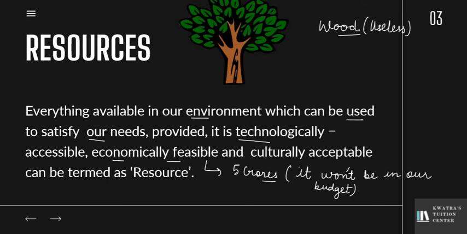Now, they should be culturally acceptable, that they should be accepted in the culture. So all of these 3 conditions are supposed to be fulfilled if I want to call something a resource.